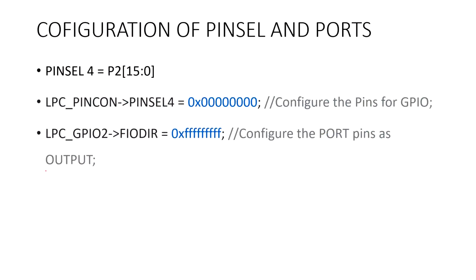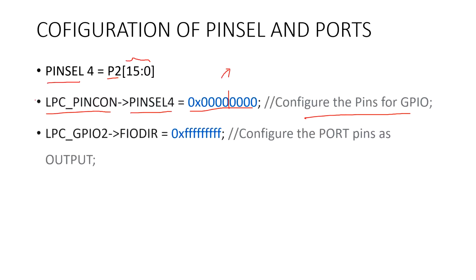Second part. Let us see how to configure it. For example, let us assume that we are using the second port and we are using Pincel 4, which falls under the 0 to 16th pin. If I want Pincel to be configured for functionality, so if it has to be default, you can use a command called lpc_pincon.Pincel 4 equal to 8 zeros. This will configure the pins for GPIO.